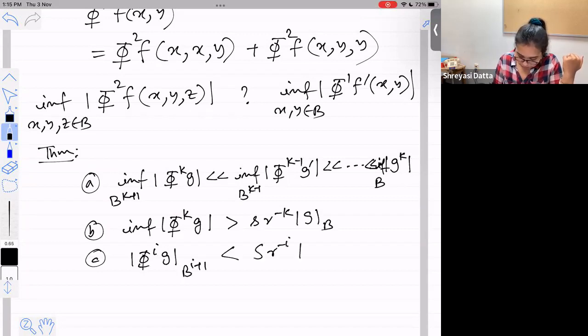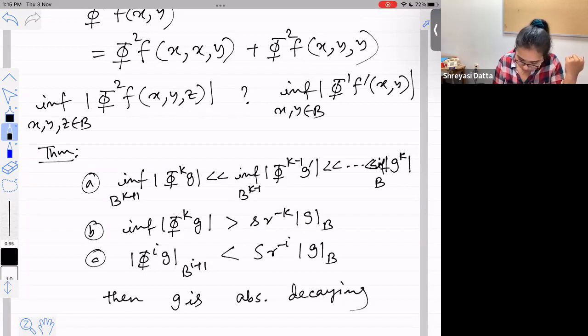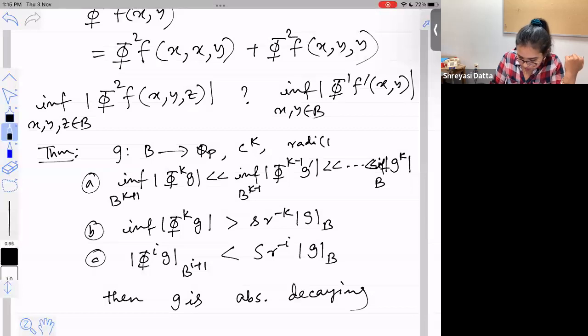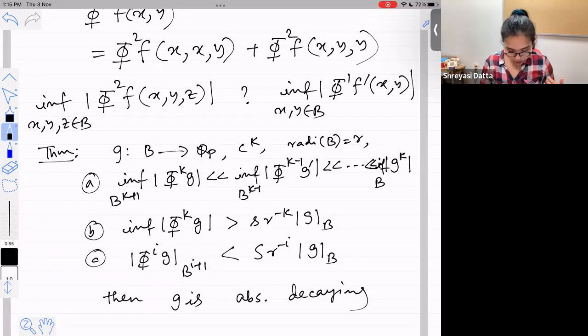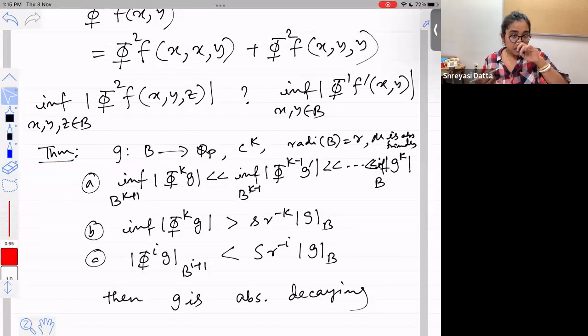Then G is absolutely decaying, where G is a map from B to Q p, a C k map, the radius of the ball is R, and mu is absolutely friendly. So the first objection is probably that you have an extra condition. How are you going to prove something that did not have such a condition? The idea is that these are the three conditions you need for any function G to be absolutely decaying.